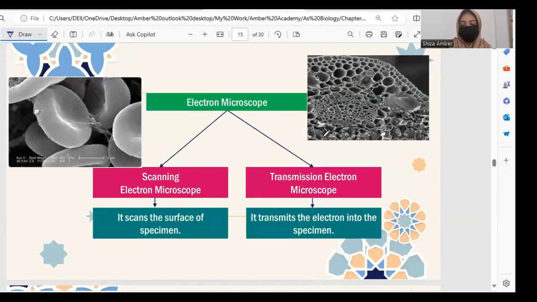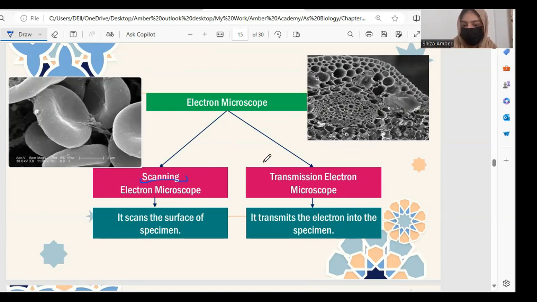So moving on to electron microscope. Electron microscope has further two categories. It is a scanning electron microscope, and we have a transmission electron microscope. Scanning electron microscope, with the name being said, we can already understand, can only scan the surface of the membrane. For example, this is a red blood cell, right? So we can only see the surface. We cannot see what is inside this red blood cell. While transmission electron microscope transmits the electron through the specimen, and we can see internal details.